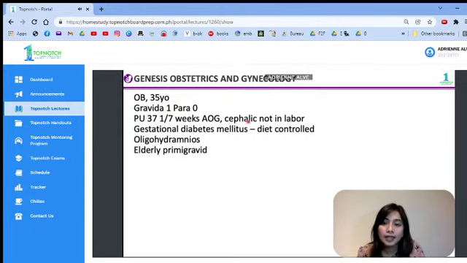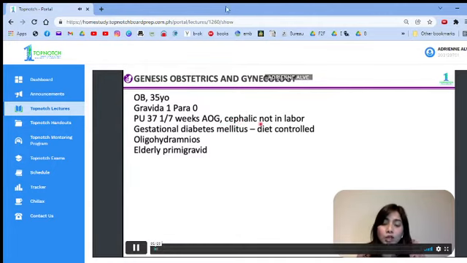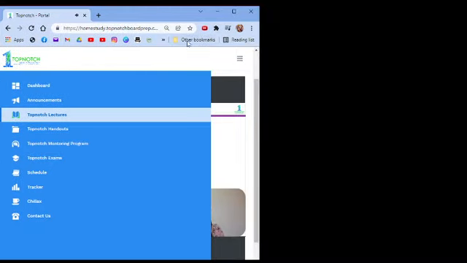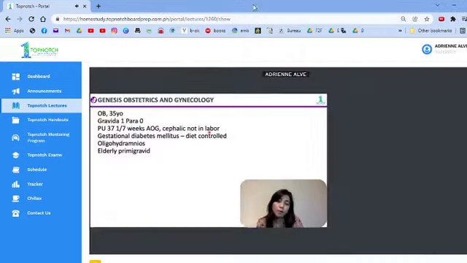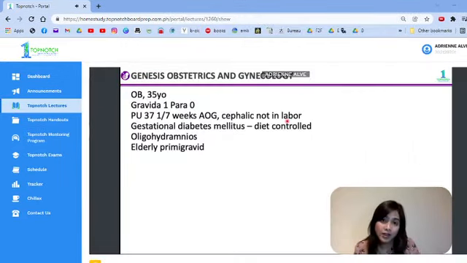Kapag nag-report tayo ng diagnosis natin, we start with the presentation: cephalic, pwede rin 'tong breech, pwede rin transverse. And then we mention if the patient is in labor or not in labor. So ang patient natin na 'to, she is not in labor. Anong technical definition mo ng labor? Essentially, labor means contractions leading to progressive cervical dilatation. Okay? Yun yung simple definition mo ng labor.